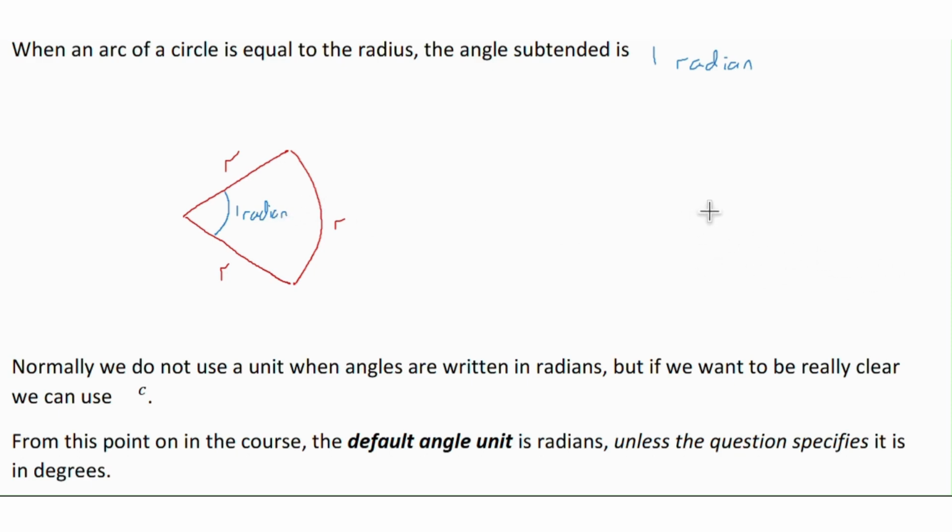Normally we don't use a unit to represent radians. If we want to be really clear, we either write the word radian or we sometimes use a little c to represent radian, a bit like we might use a degree symbol for degrees.